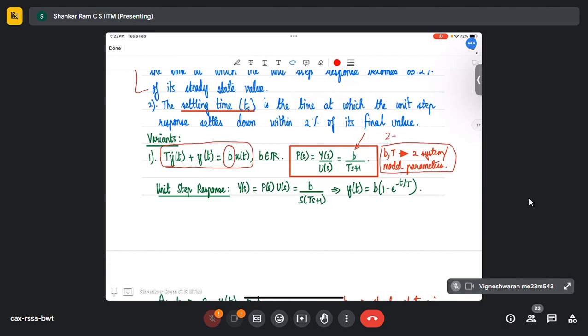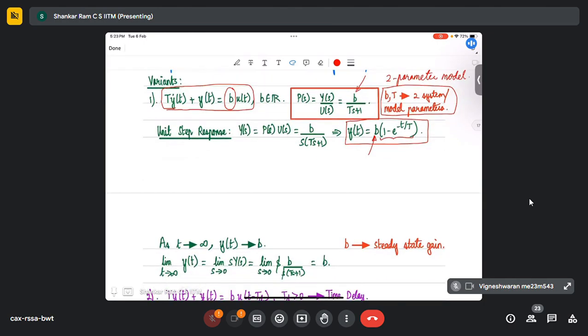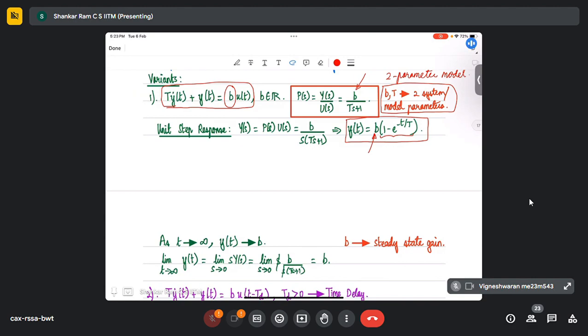So this is a 2-parameter model. What are the 2 parameters? Small b and capital T. Those are the 2 parameters as far as the system is concerned. And if you look at the unit step response, the output becomes b times 1 minus e power minus small t by capital T. This part remains the same. So what has happened is that the output has got multiplied by b. I hope it's clear. Now, as t tends to infinity, the output doesn't go to 1, but it goes to b.